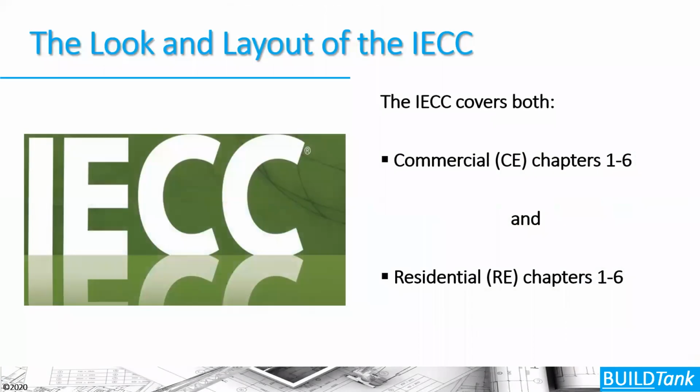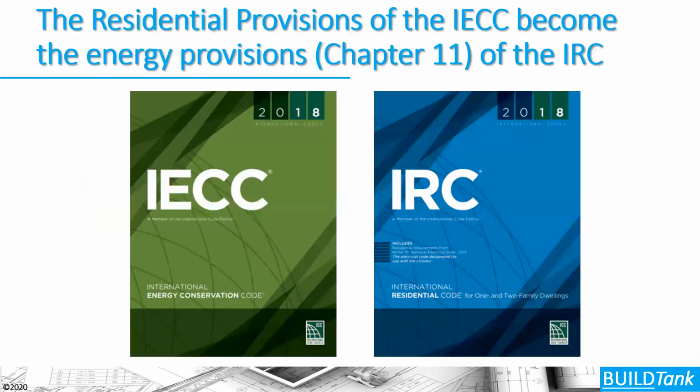Okay, so let's move into the look and layout of the IECC. The IECC covers both commercial and residential sections, and there are 6 chapters in each of these sections of the code. We're going to highlight the residential section here. And the other thing to know is that the residential section of the IECC is Chapter 11 of the IRC. They are the same for the most part. Occasionally there are some differences, but in general they mirror each other directly here.